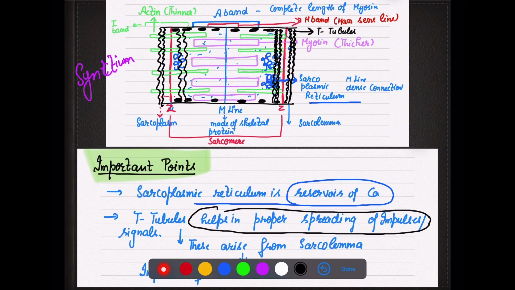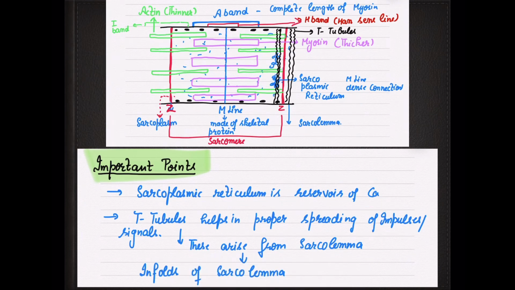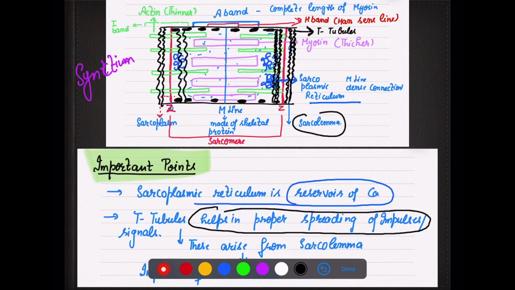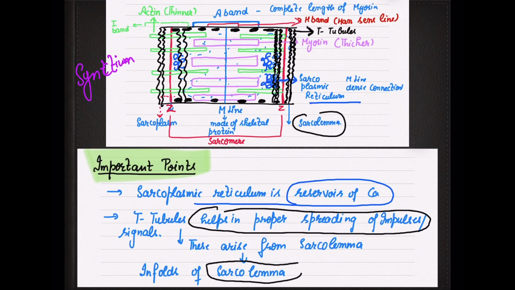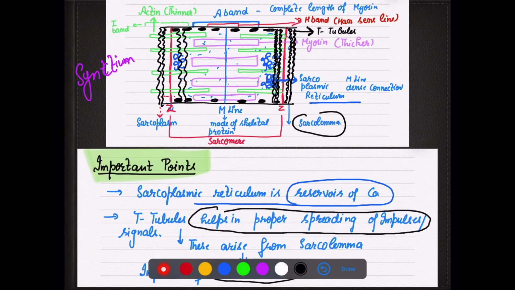Signal कहाँ generate होता है? Sarcolemma से signal generate होगा. This signal will be transported and properly spread equally by the T tubules. So basically ये infolds हैं, you can say them, these are the infolds of sarcolemma. Plasma membrane से ऐसे infoldings जो निकल के आ रही हैं, these are known as our T tubules.